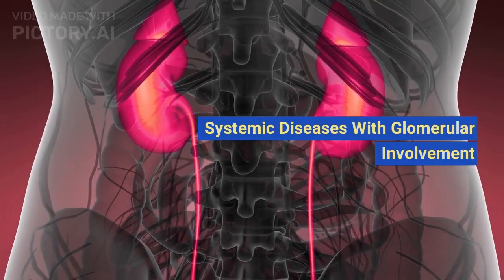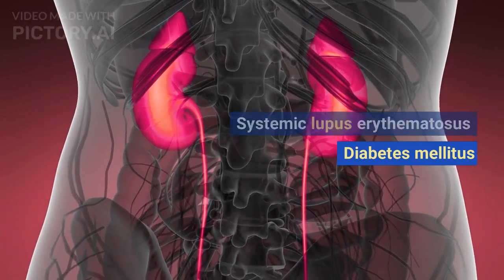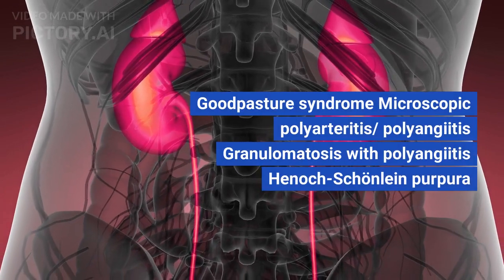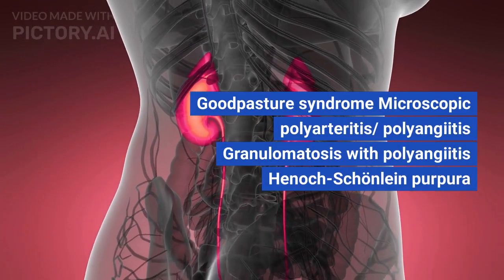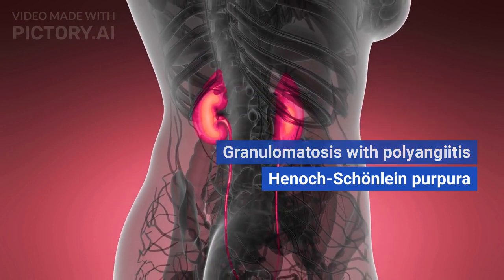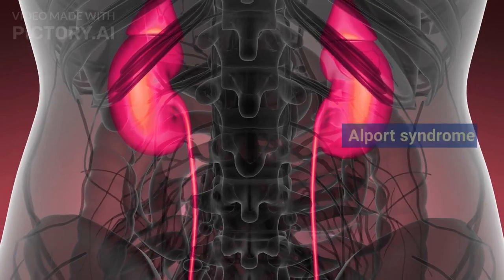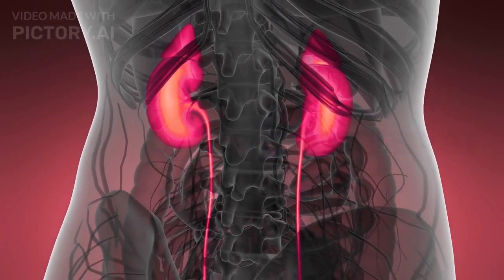Systemic diseases with glomerular involvement. Systemic lupus erythematosus, diabetes mellitus, amyloidosis, Goodpasture syndrome, microscopic polyangiitis, granulomatosis with polyangiitis, Henoch-Schönlein purpura. Hereditary disorders. Alport syndrome, thin basement membrane nephropathy, Fabry disease.